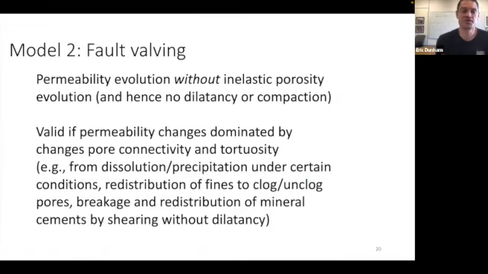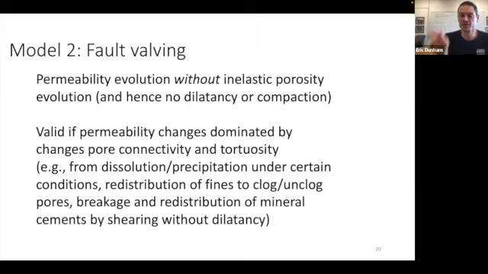I want to touch very briefly, before stopping, on the second way that you can go about modeling this, a second end-member case. This is the fault valving model. Here we're thinking about permeability evolution by itself without inelastic porosity evolution. So there's no dilatancy, no compaction in this model. You would envision this model as being appropriate if the changes in permeability are dominated by changes in pore connectivity or tortuosity. And there are several mechanisms that would allow that.